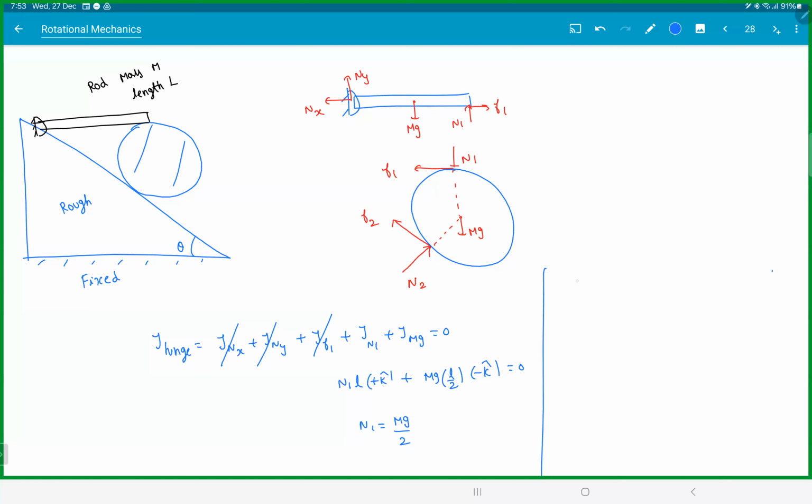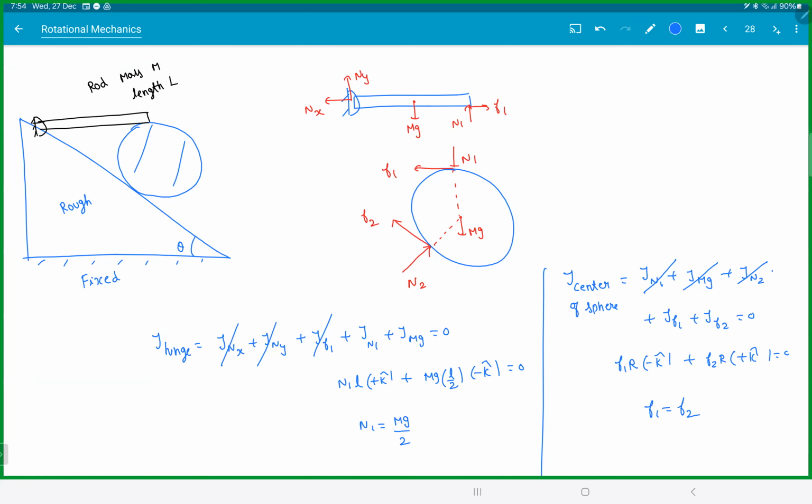There's one more interesting point here. If you see, torque about the center of sphere: torque due to N1, Mg, N2, F1, F2 is 0. This is gone, this is gone, this is gone. You get F1R minus k cap plus F2R plus k cap is 0. F1 is equal to F2. You just need to find one of them actually. Both are equal frictions.